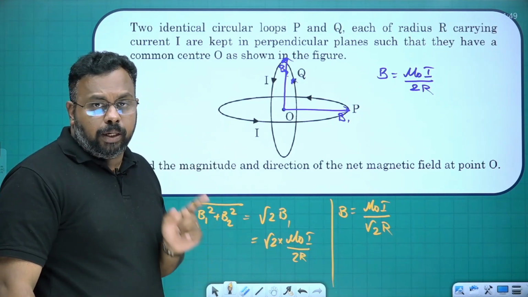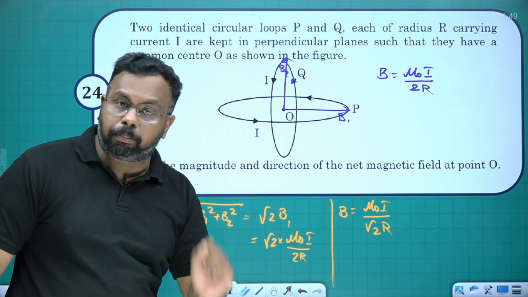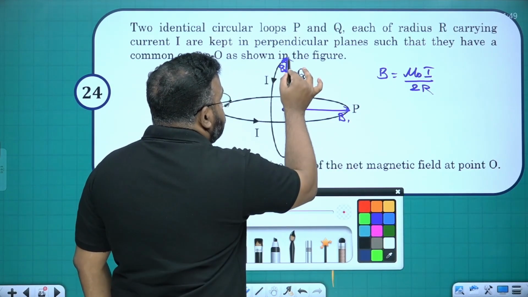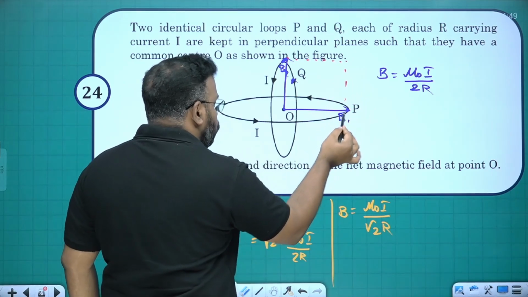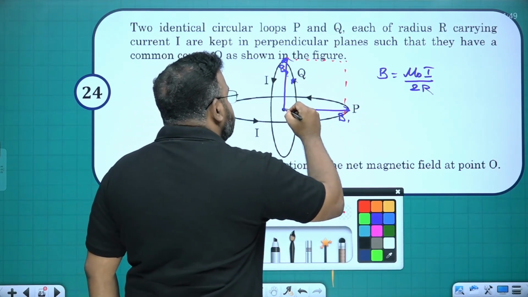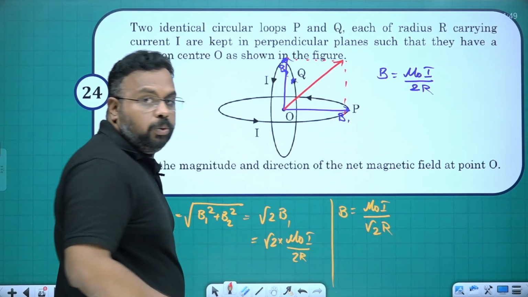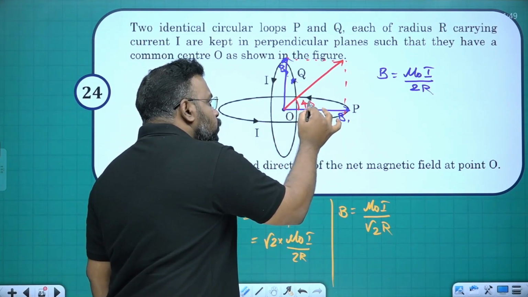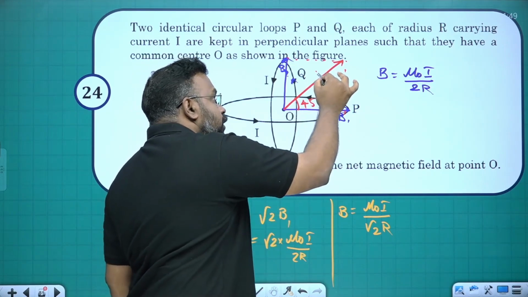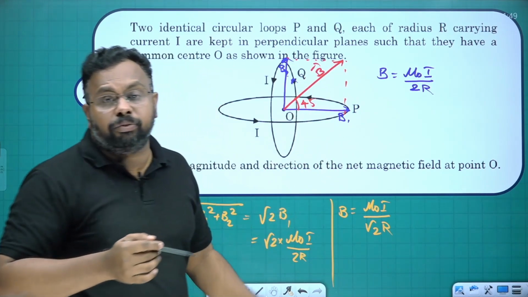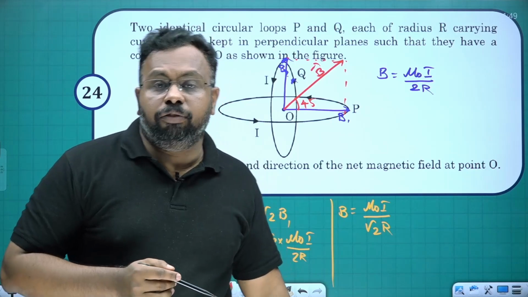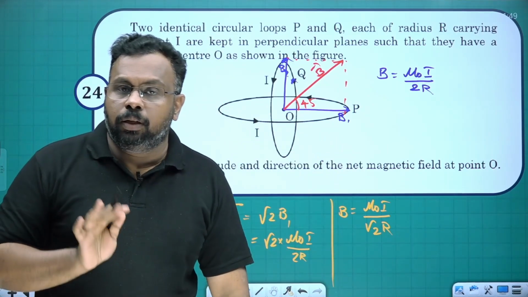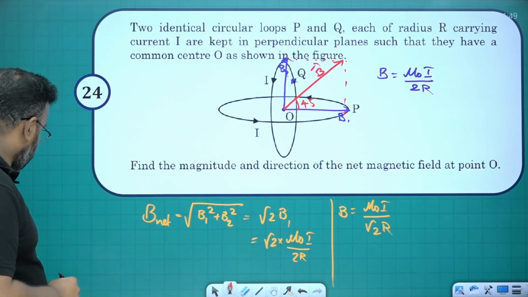They are asking direction also. I told you the importance of drawing the diagram in your paper. Draw the diagram like this and you can show the vector addition concept, the parallelogram law. How can you draw the resultant? Through the middle, because B1 and B2 are equal, and you can mark this angle as 45 degrees. So we can show that the direction of the resultant magnetic field is as shown in the figure, at an angle of 45 degrees with one of the magnetic fields. Like that you can show the direction also. I hope it is clear. Let's move on to the next question.